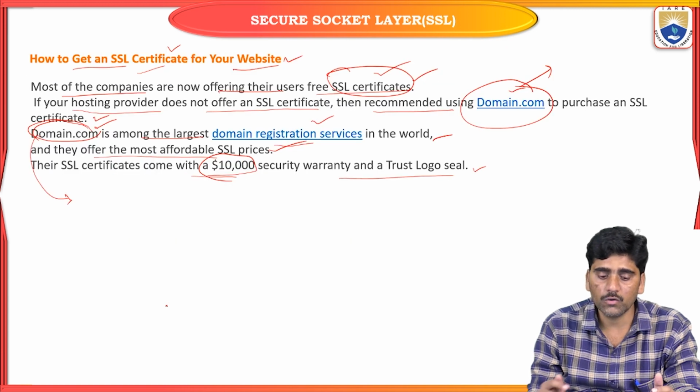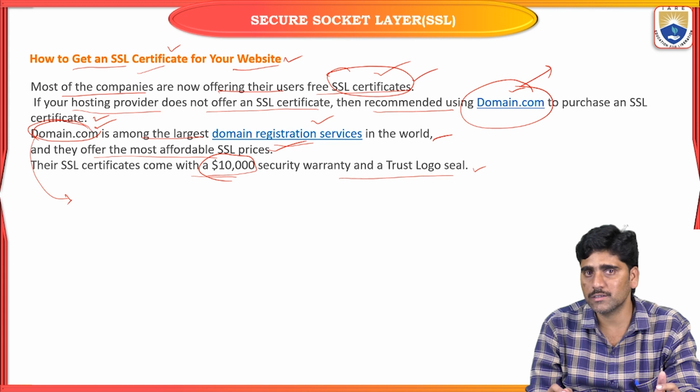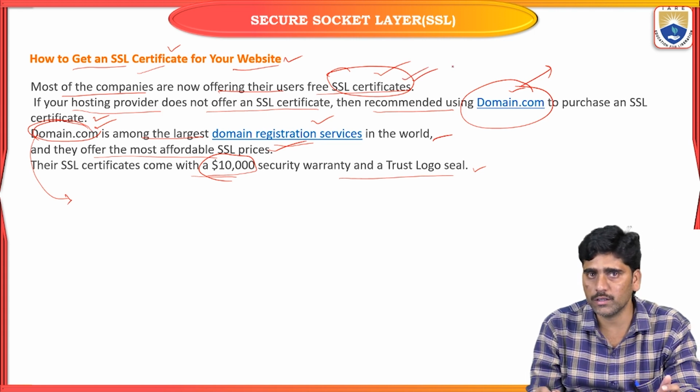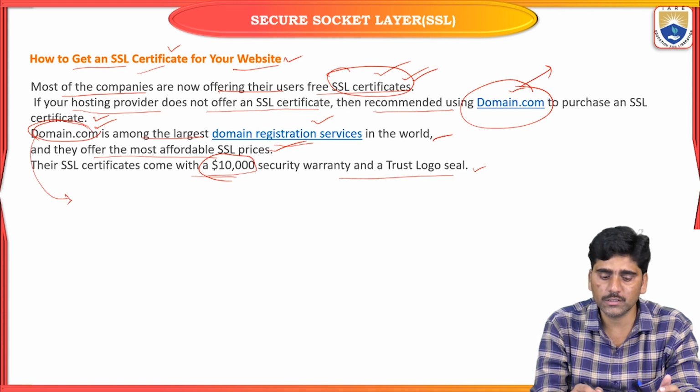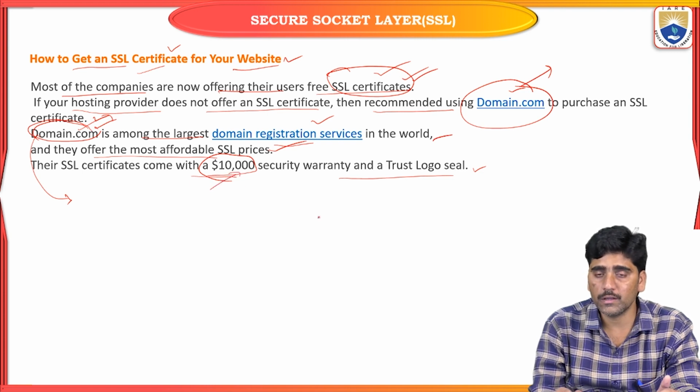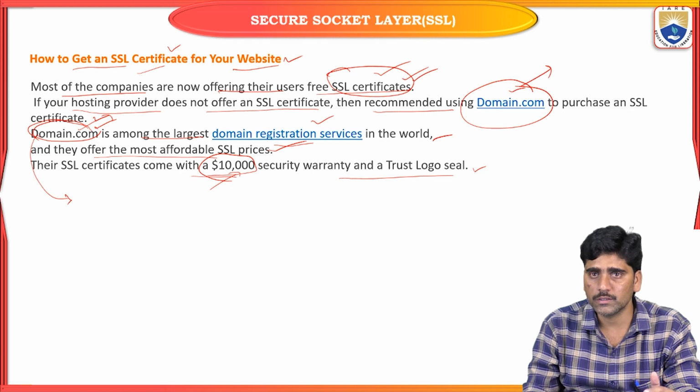And how to get an SSL certificate. From where are we going to get SSL certificates? Most companies offer SSL certificates freely. But if you want to purchase one, you can use the domain.com website to purchase certificates by paying $10,000 with a security warranty as well as a trust logo seal.